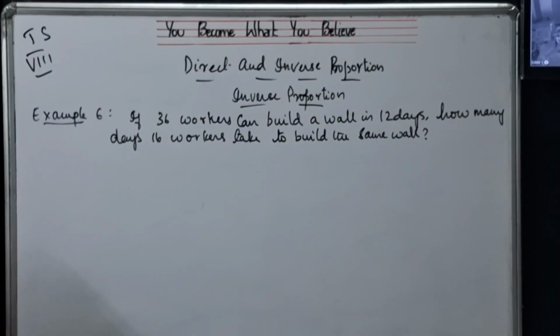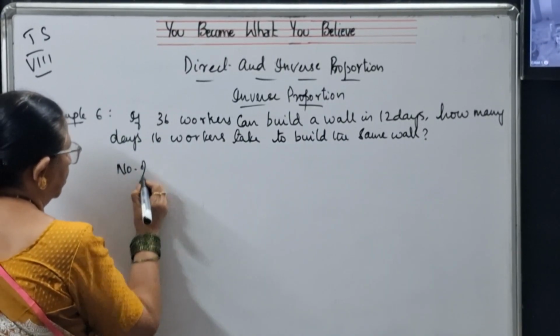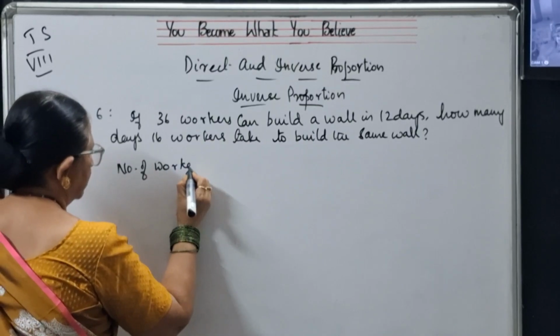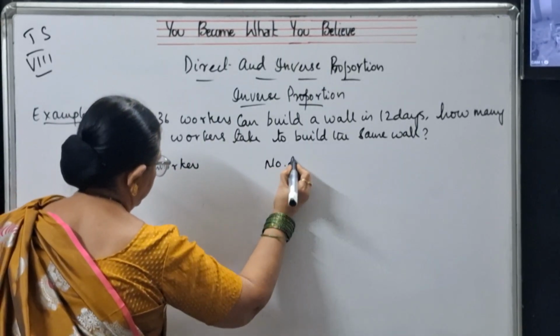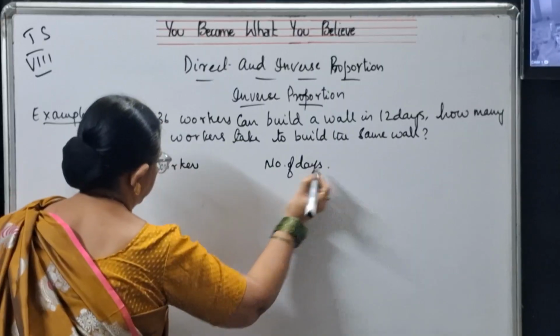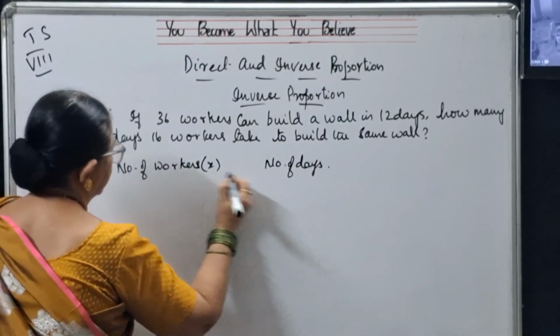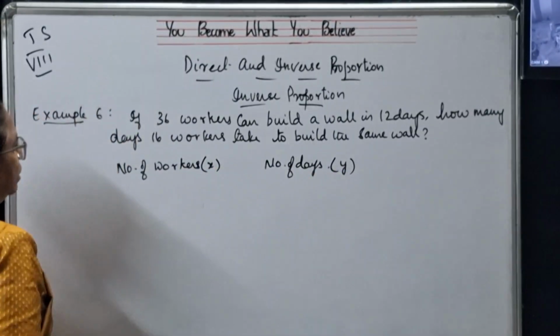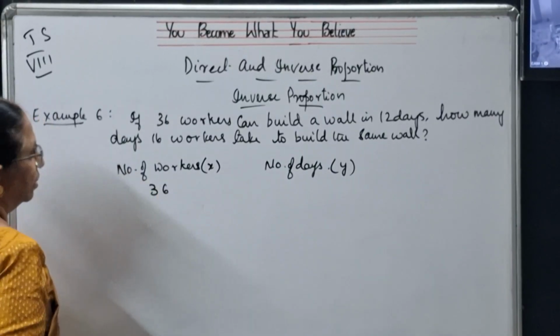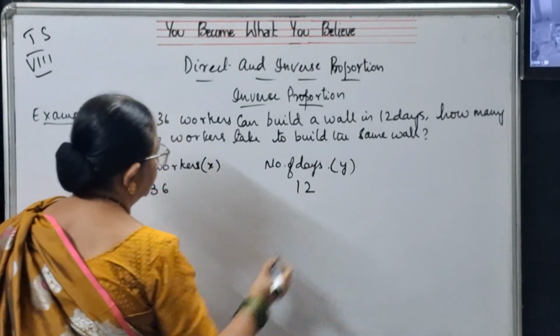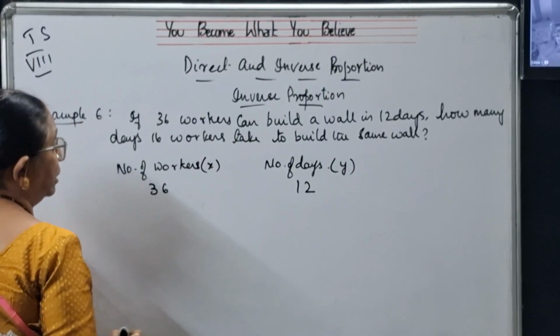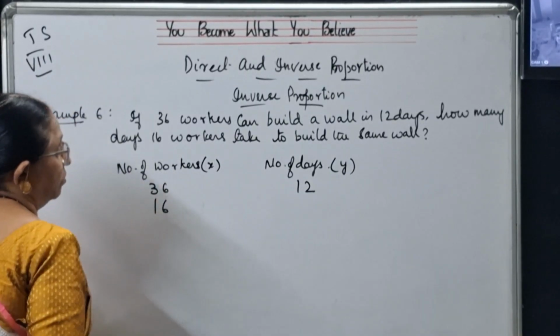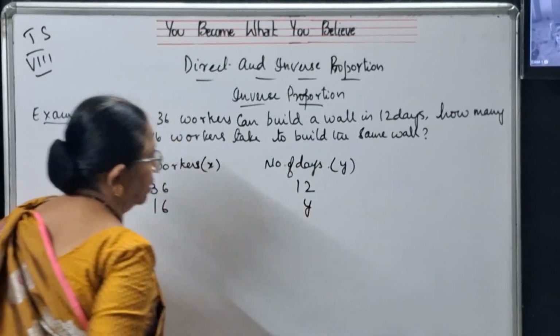Now example 6, children. If 36 workers can build a wall in 12 days, how many days will 16 workers take to build the same wall? So what is given here? Number of workers and number of days they will take. So workers, let me take as x, days, let me take as y. 36 workers can build a wall in 12 days. And in how many days will 16 workers build the same wall? So days we will take as y.